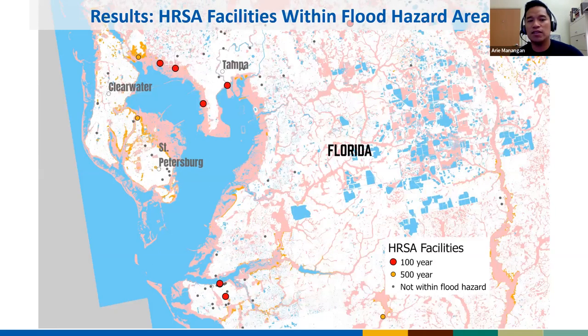So again, we conducted this analysis nationally, but the spatial resolution is very detailed. Here is a map of HRSA facilities in the Tampa, Florida area, where there is an even higher percentage of facilities within a flood hazard zone. Of the 75 HRSA facilities within this map, 19% of the facilities, or 14 out of 75, are within a flood hazard area. Again, facilities in red are located in the 100-year flood zone, and those in orange are in the 500-year flood zone. So in this map, those areas in pink are the actual 100-year flood zones as delineated by FEMA. Next slide.